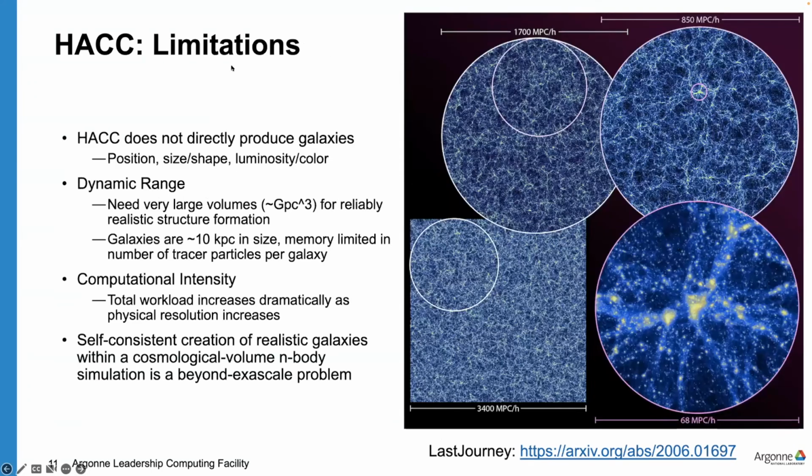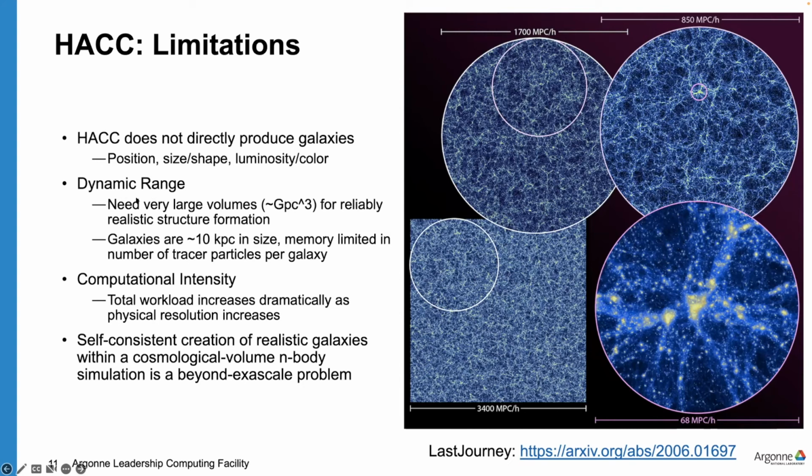I was talking mostly about gravity-only simulations. So what are some of the limitations of HACC? Well, it doesn't produce galaxies directly. The position, shape, luminosity, all of these things are not directly output by the simulation, or it doesn't directly get simulated.